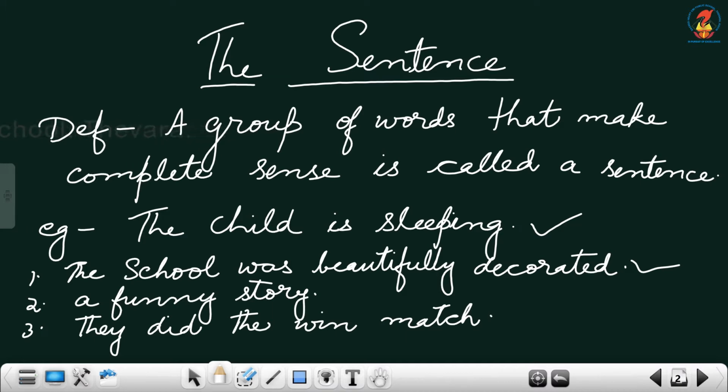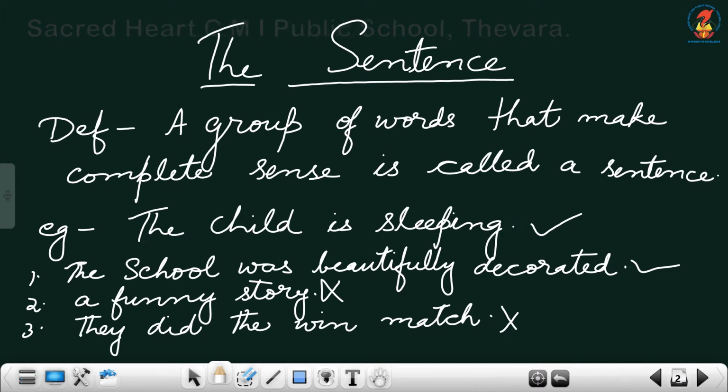Then, next one is a funny story. Is it a complete sentence? No. It's a part of a sentence. You get some meaning, but it is not very clear. So, this is not a sentence. And the next one, they did the win match. Some idea you got, isn't it? But is it a complete sentence? No. This is a jumbled up word.